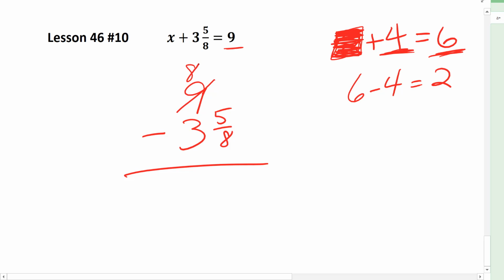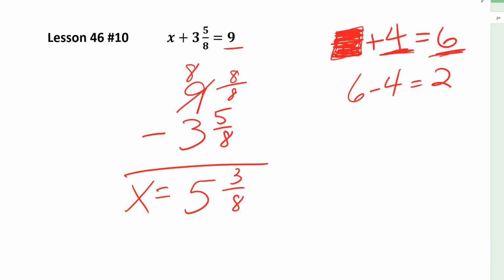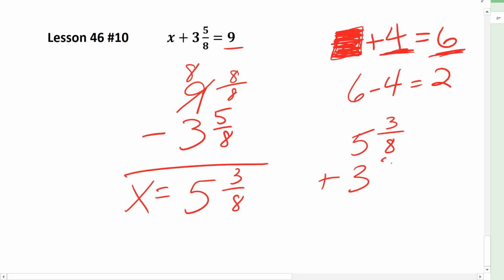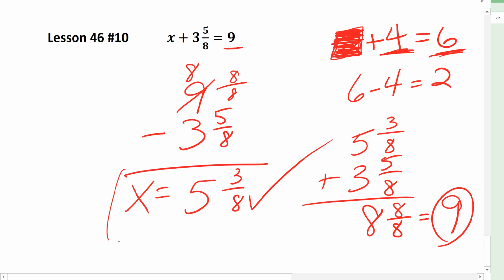So I borrow again from the whole number and I'll put 8/8 here so that I can take away 5/8. 8/8 minus 5/8 is 3/8. And 8 minus 3 is 5. All right, so x is 5 and 3/8. Let's check to make sure that really is true. Let's put this number in for x and see if we get 9. So 5 and 3/8 plus 3 and 5/8 should equal 9. 3/8 plus 5/8 is 8/8. 5 plus 3 is 8. 8 and 8/8 is 8 plus 1, which is 9. So yeah, this works. This is what x is.